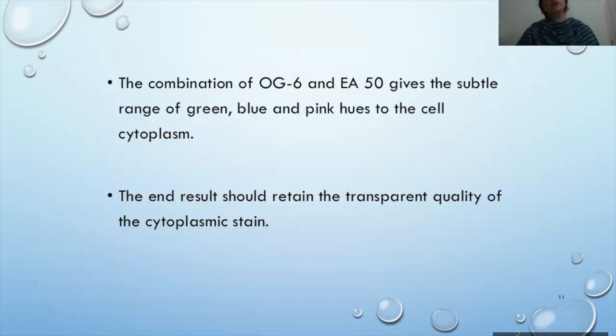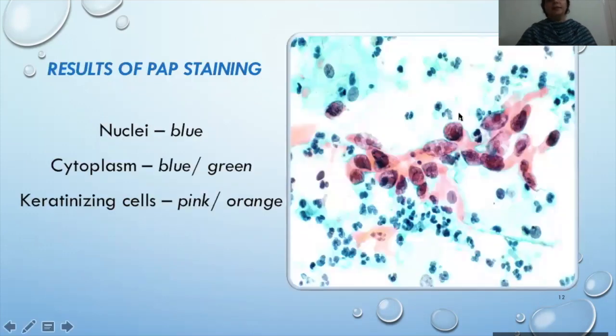Now, the combination of this orange G6 and eosin azure gives a very subtle range of green, blue, and pink hues. And this is actually the beauty of this stain, because it shows the transparency quality, and the cell, the superficial cells, the nucleus, are stained differently. As we see in this slide, the nucleus of every cell has been stained blue, which is because of the Harris hematoxylin, and the cytoplasm has taken the blue or the green color. These are the epithelial cells, whereas the keratinizing cells and the superficial cells have taken up a hue of orange color. So this varying degree of blue to pink and orange gives a range of pap stain.